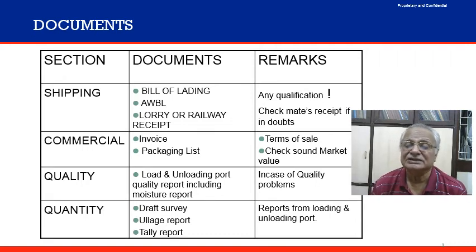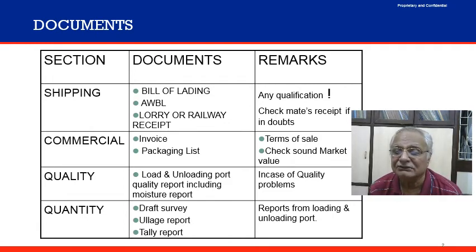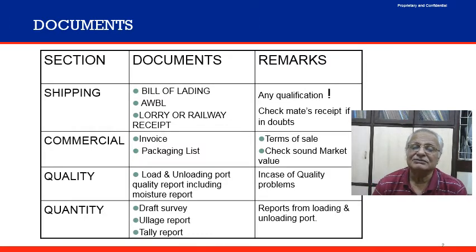What you should understand is what shipping documents are required, and what you should be looking for in them. In the bill of lading, in case of any doubt, you should ask for the mate receipt. Then what other documents are there? The other documents are commercial documents. So what are those? Commercial documents are going to be the invoice and packing list.